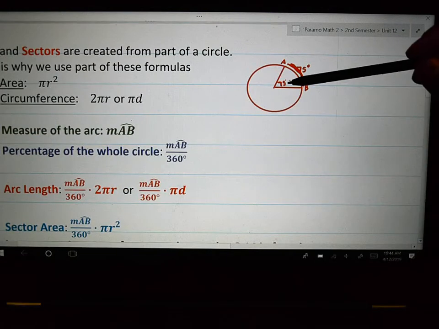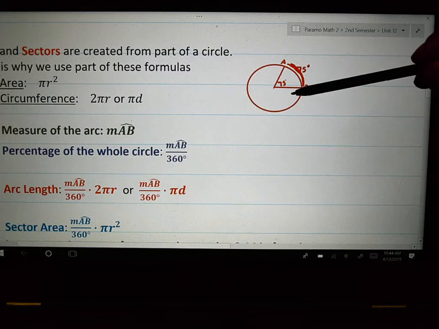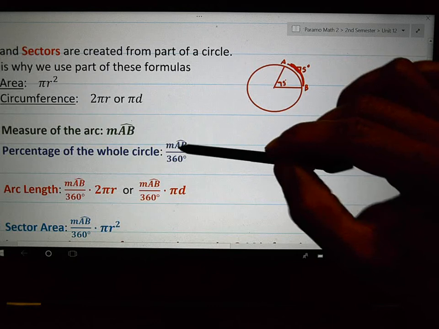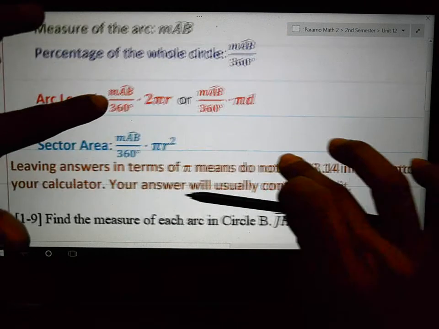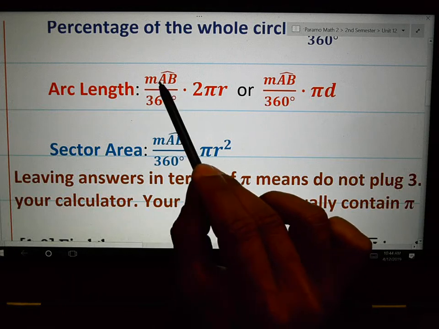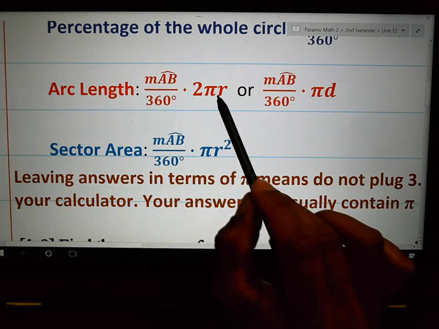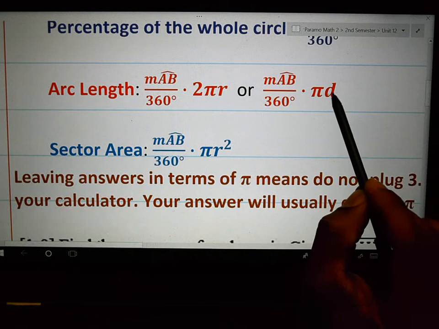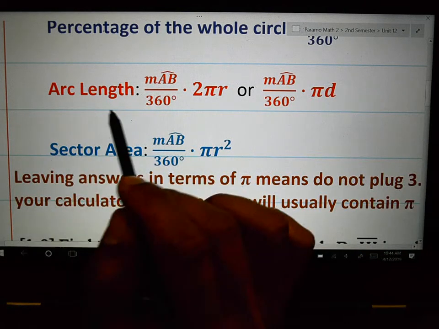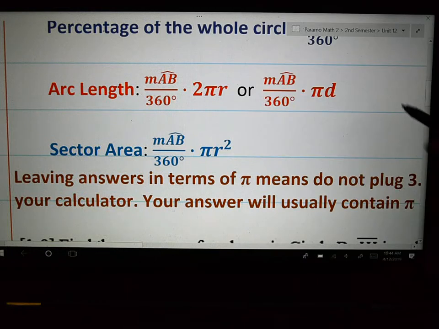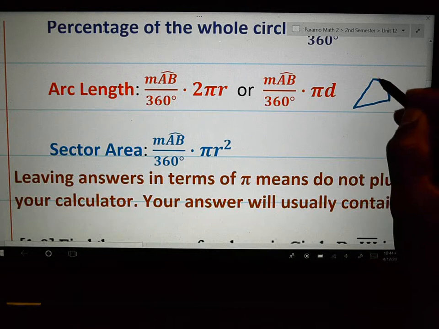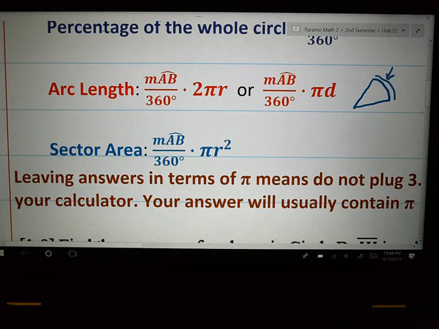Sometimes you're going to be given, like, this is 75 degrees. Well, how much is that of the whole circle? It's 75 out of 360, which is why we have these two formulas. The two formulas are the percentage times the circumference, or the percentage times the circumference when there's a diameter. That's the hardest part. Arc length is the length of the distance along the outside. Imagine there being part of a circle, and what you're finding is that distance along the outside.